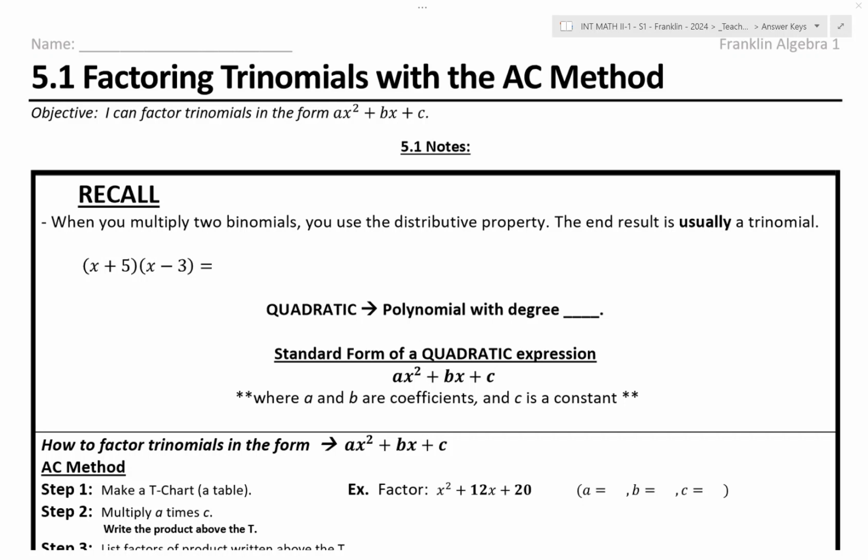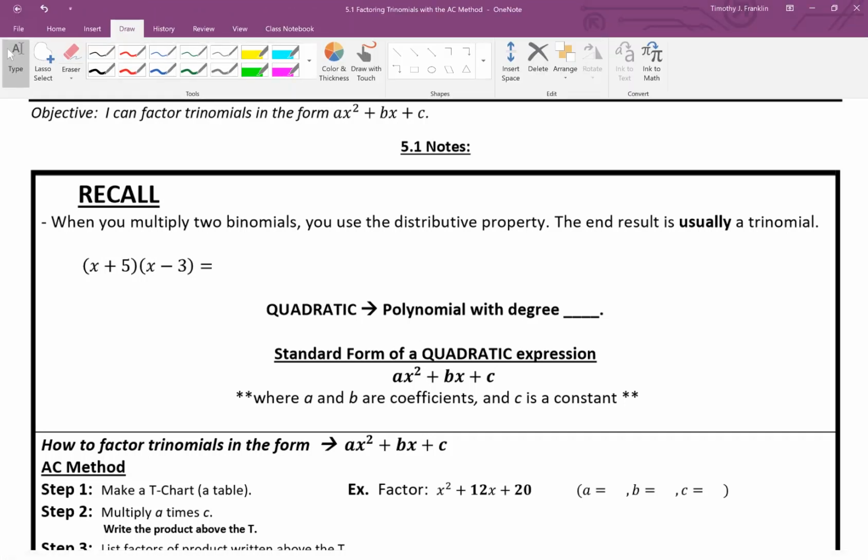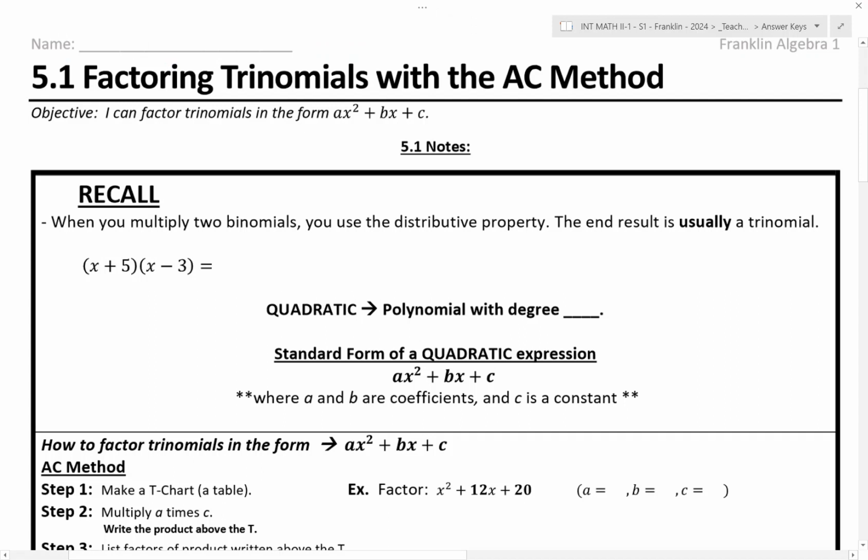All right, in these notes, we're going to look at factoring trinomials using what's called the AC method. And this is the most well-known or most commonly used method that you'll use for factoring trinomials, especially in this class. And so this is going to be really important for the next several sections. So just a couple of things to recall here.